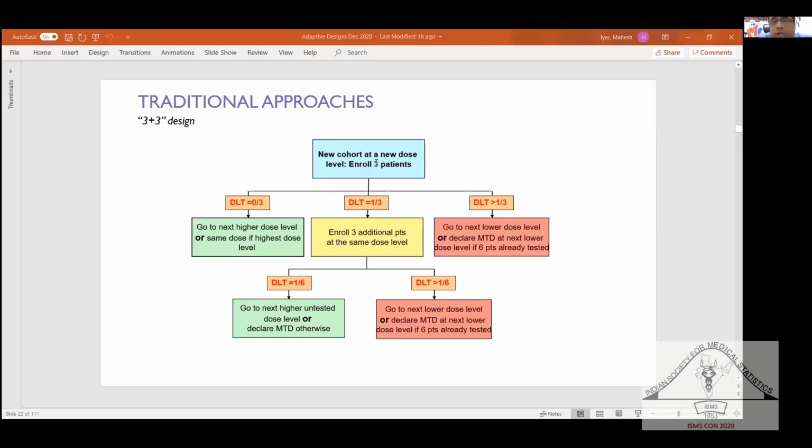Oh, sir, what is futility? Good question. So when I talk about efficacy and futility, if I want to stop early, either for efficacy or for futility, what that means is efficacy means, oh, the drug works so well that I can stop early. That is called stopping early for efficacy.